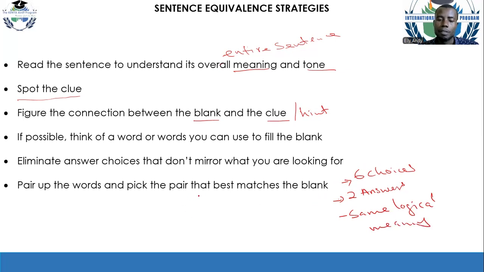For example, if you have the choices A, B, C, D, E, and F, you can put them in pairs depending on their meaning. If A has the same meaning as C, you can put them together. Then maybe B and D don't have their counterparts, and then maybe you have E and F. So from here, you can automatically rule out B and D, and then your last task is to figure out between A and C and E and F, which will give the sentence the most correct meaning.